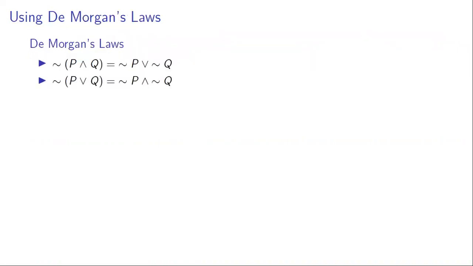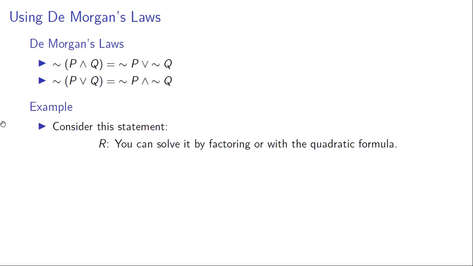Okay, so De Morgan's laws will be very helpful here. Let's recall De Morgan's laws from a few videos ago. The first one says not (P and Q) is logically equivalent to not P or not Q. And the second one says not (P or Q) is logically equivalent to not P and not Q. Here's an example where we use De Morgan's law.